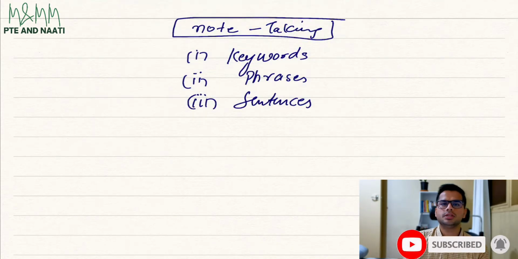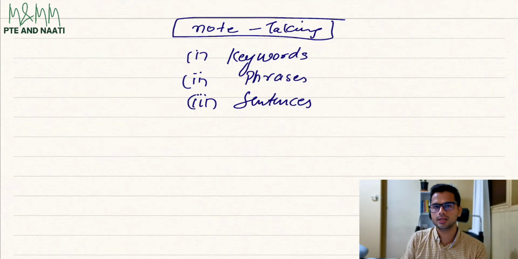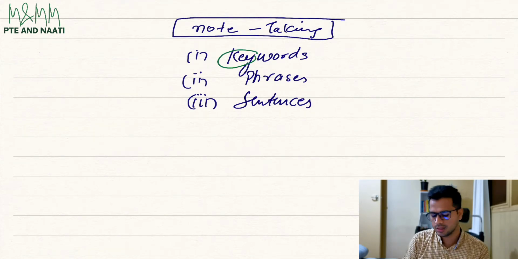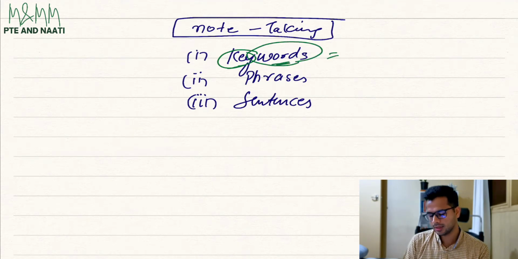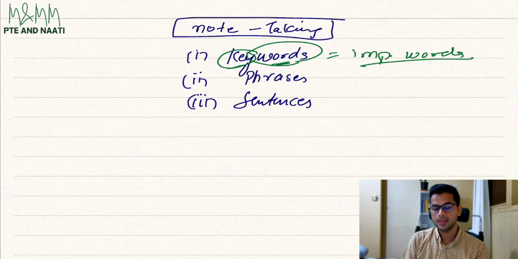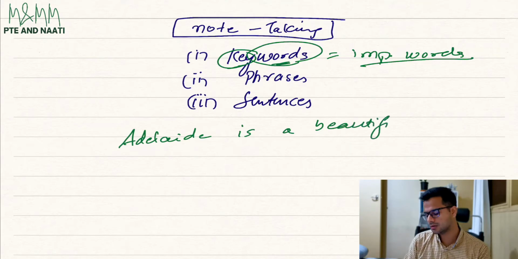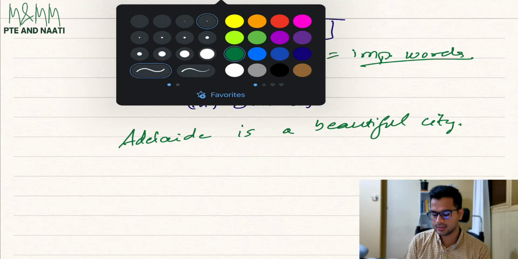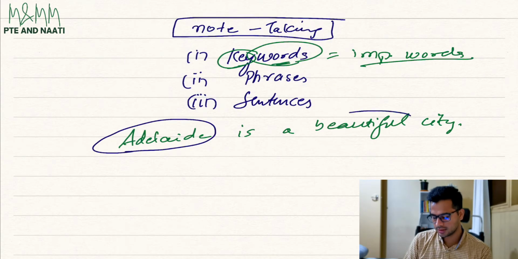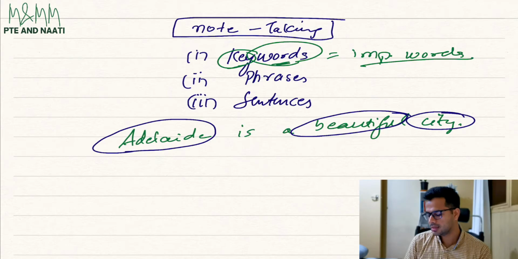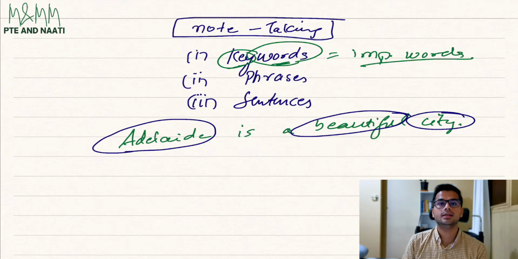Most of you would be knowing the definitions of these 3 things that I've written. If not, let's understand what these things are. Keywords means important words. Any important words in a lecture are going to be the keywords. If I give you an example, let's say Adelaide is a beautiful city. In this sentence, the words such as Adelaide, beautiful, city, these are going to be keywords.